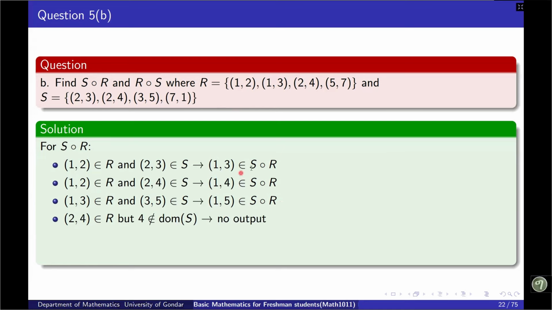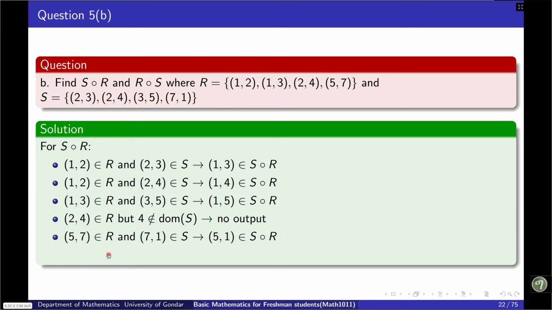4 is an element of R again here. We have 4 within S, within R, but there is no 4 within S, or 4 is not within the domain of S here, so that this one, that is 2, cannot have an image over here.